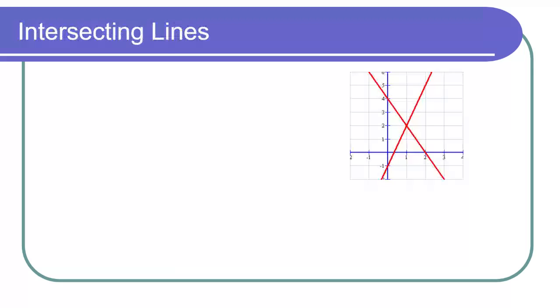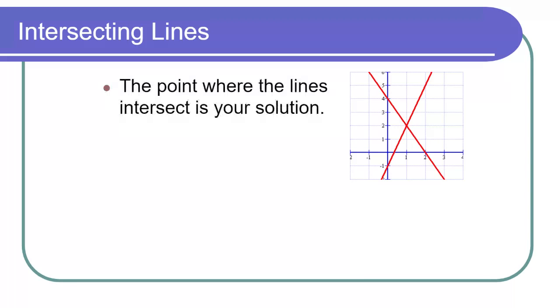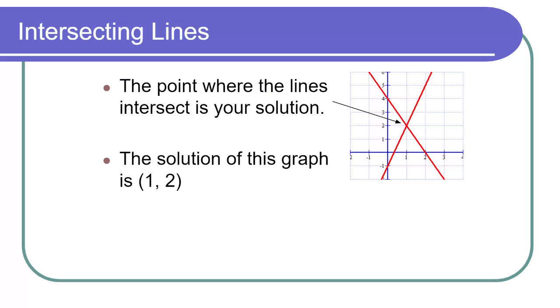For example, here we have two equations that have been graphed. The point where the lines intersect is your solution. So the solution of this graph, where the two equations intersect, is (0, 12). So that will be the solution for both equations.